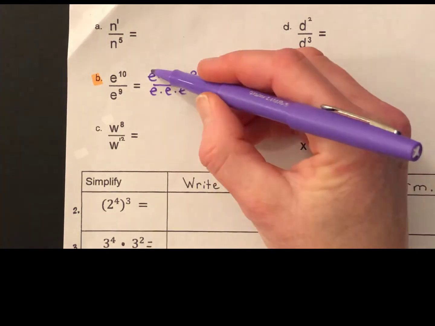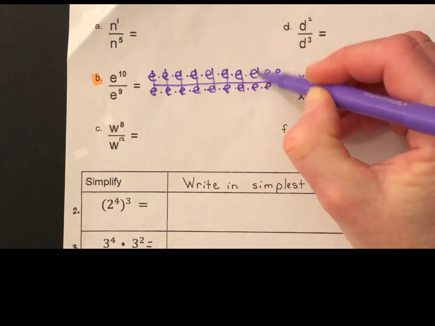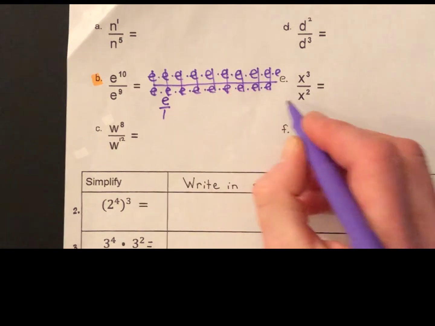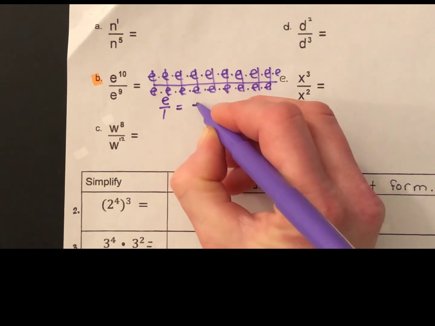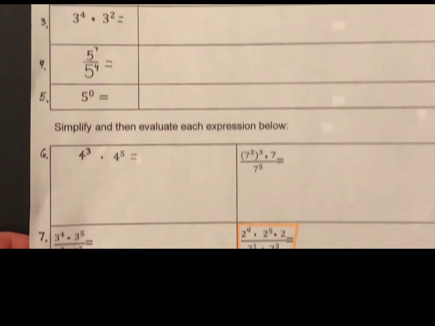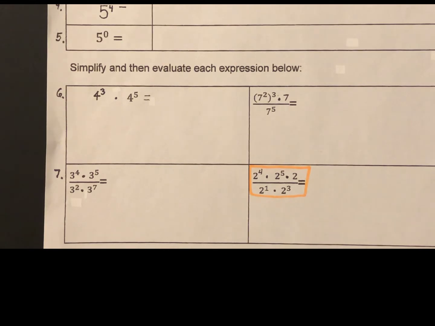When I cancel out my likes, I'm left with 1 E on top. So I'm left with an E on top over 1, which equals E. Just like that. Everything on this page is cumulative review. The bottom are some slightly more challenging things.